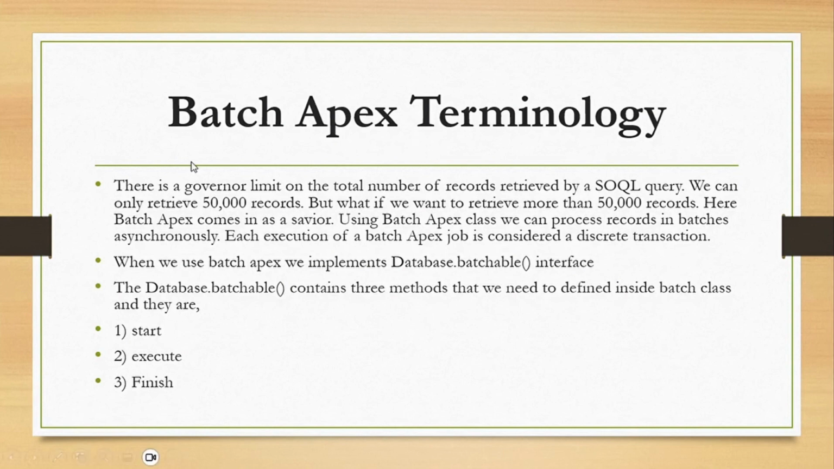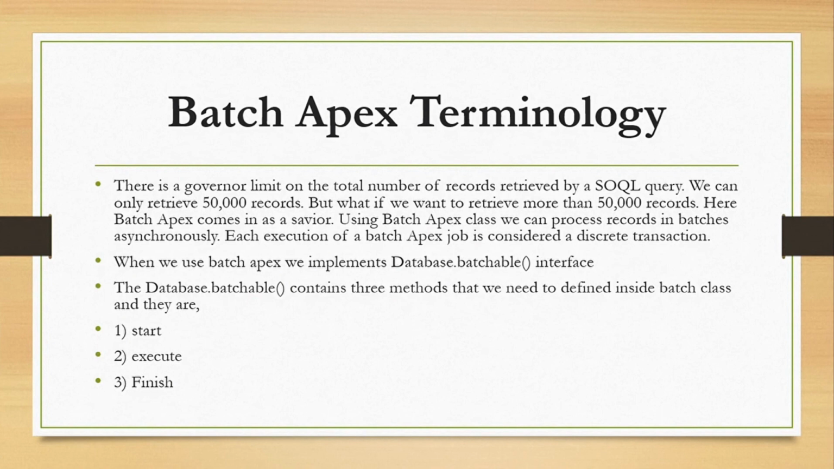This is batch Apex terminology. There is a common limit on the total number of records retrieved by a SOQL query: we can only retrieve 50,000 records. But if we want to retrieve more than 50,000 records, batch Apex comes in as a savior. Using batch Apex we can process records in batches asynchronously, and each execution of a batch Apex job is considered a discrete transaction.